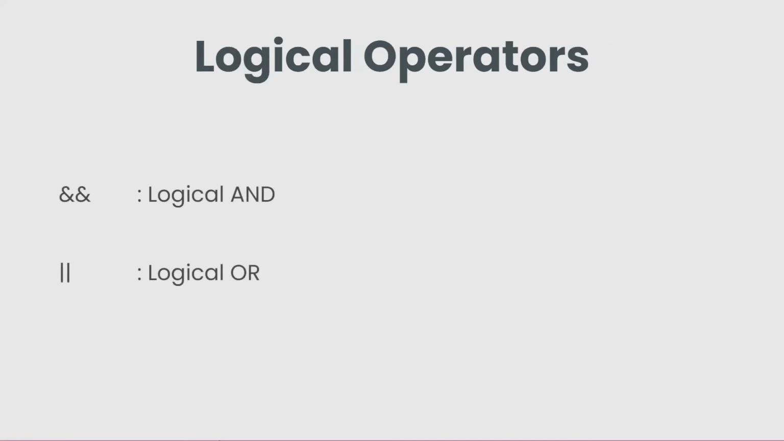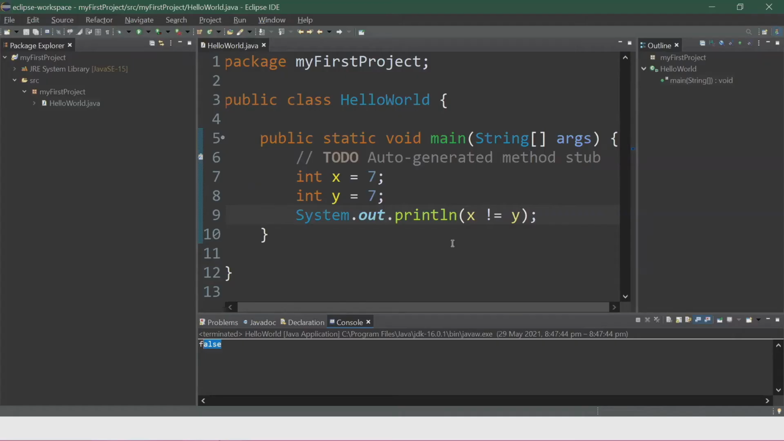Okay, lastly we'll be going through logical operators. So this might be a bit confusing, but I'll try my best to explain them. So double AND is your logical AND, and the double straight line thingy, which you can find below your backspace, is logical OR. So what do I mean by logical AND and logical OR?